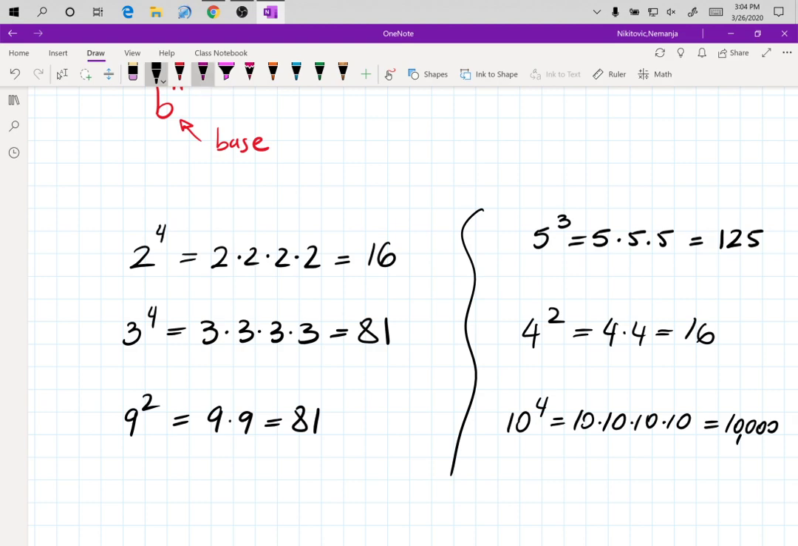So what we are seeing here as a pattern is that this number here, which is called the exponent, tells you how many times you get to write the number. When it's 2, you have 2 numbers. When it's 3, you have 3 numbers. And you just multiply them on the side.